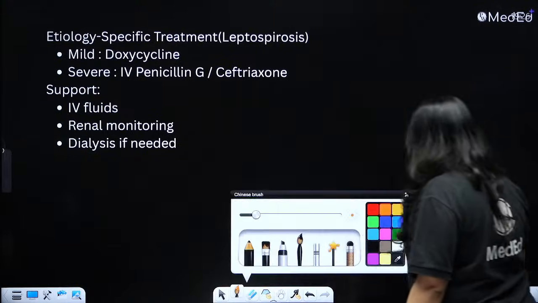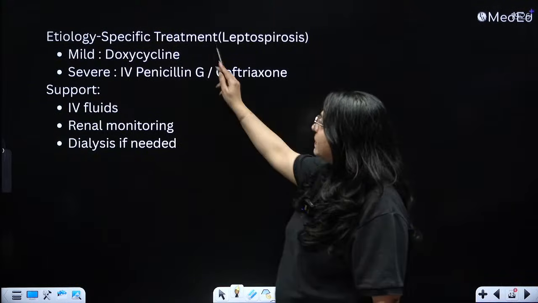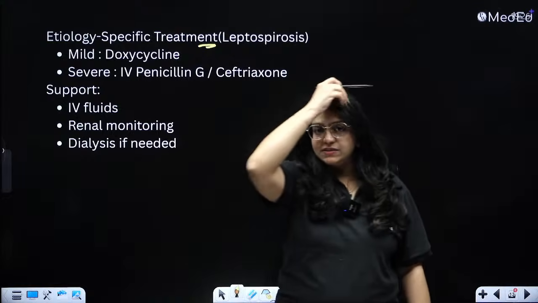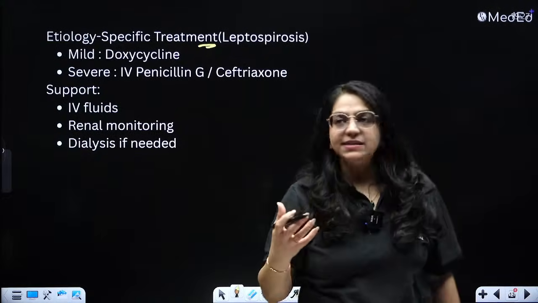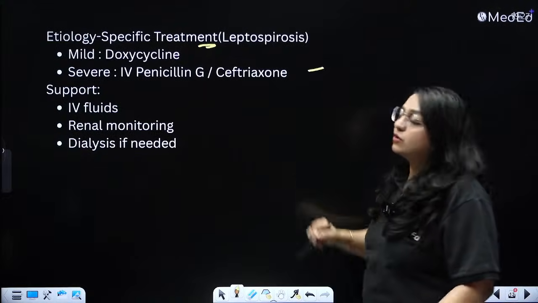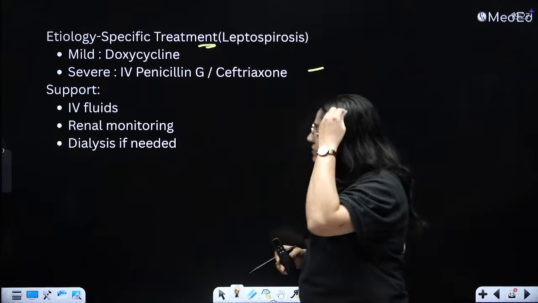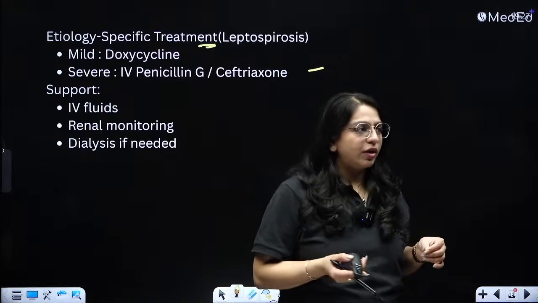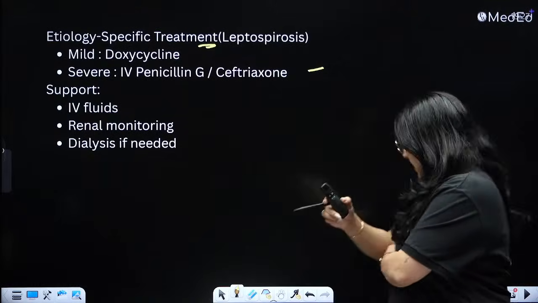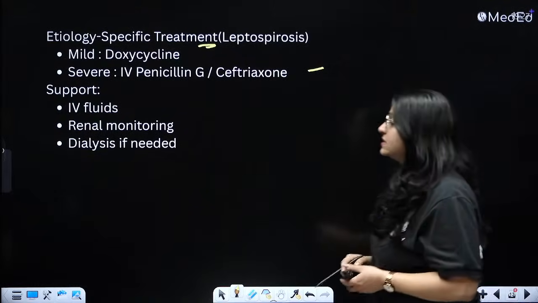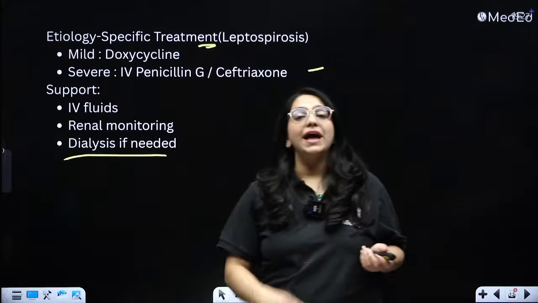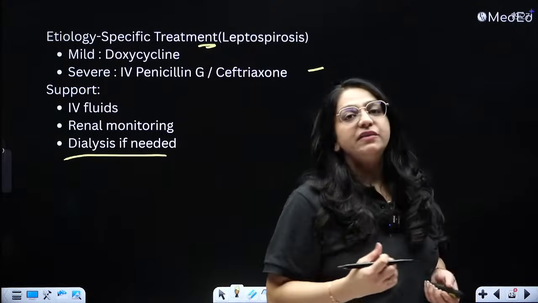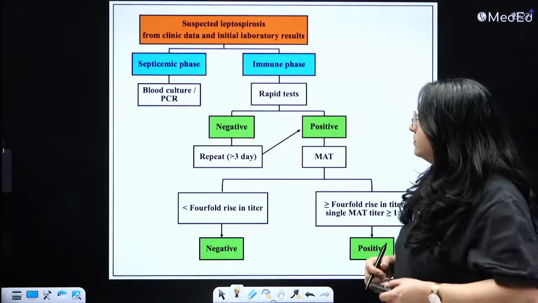Then based on this diagnosis, you have to perform the specific treatment. For mild cases, we give doxycycline, but for severe cases, we have to give IV penicillin or ceftriaxone. Supportive care is to be given: oral and IV fluid therapy, renal monitoring with LFT and KFT, and dialysis if needed. If there is acute kidney injury and loss of kidney function, then dialysis also may be required.